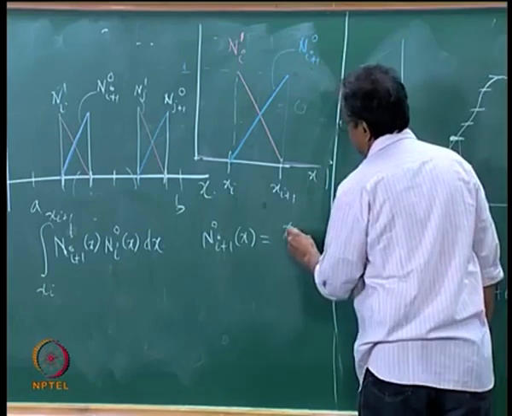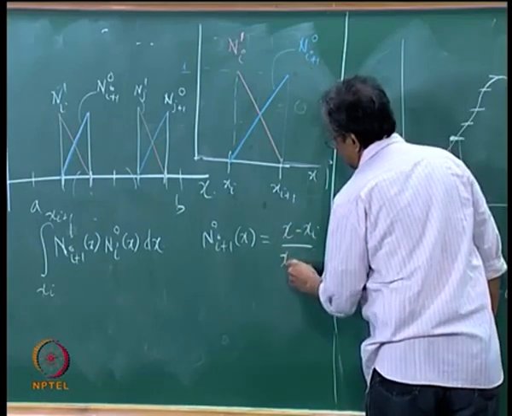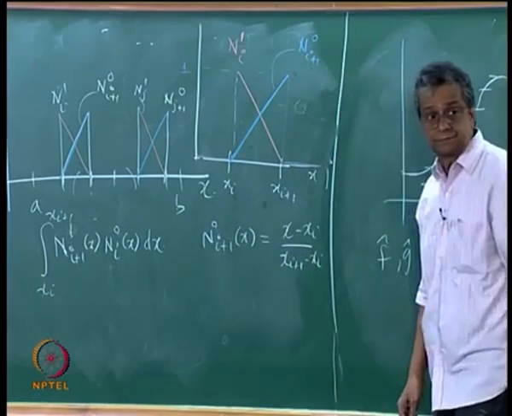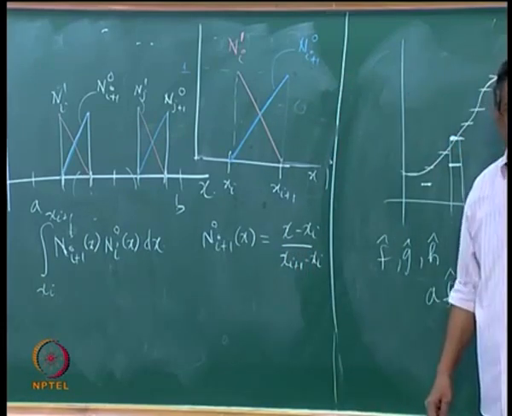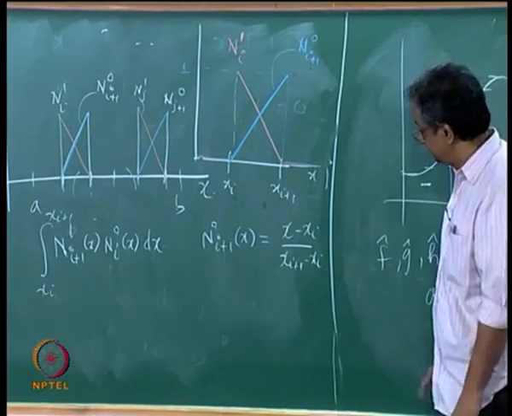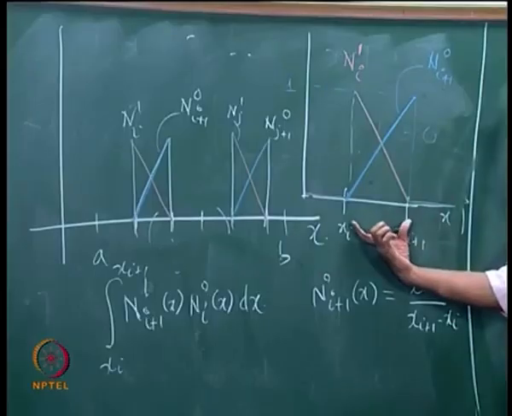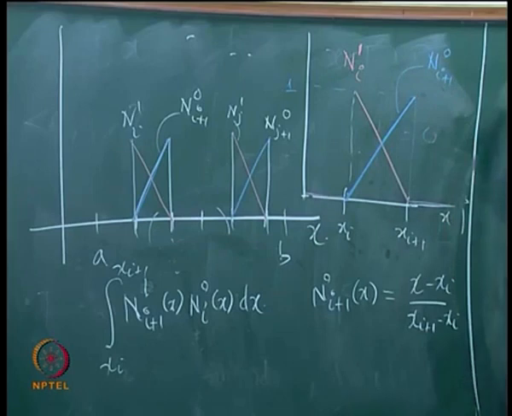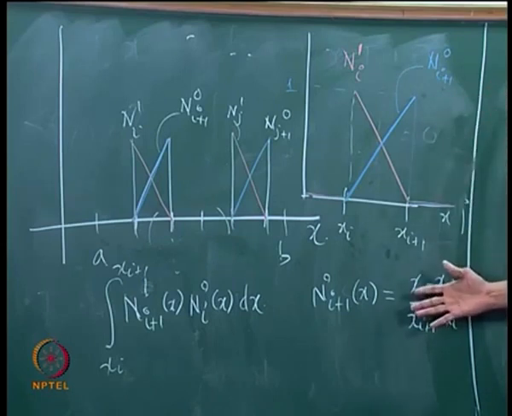X minus xi divided by xi plus 1 minus xi, right, it has a positive slope over the length xi plus 1 minus xi, it goes from 0 to 1. So at x equals xi it is 0, at x equals xi plus 1 it is 1, it is a linear function, so it satisfies, right. Again we are hunting, even here if you think about it, we are actually hunting for functions. I have given you a graph and we hunted and found that function.